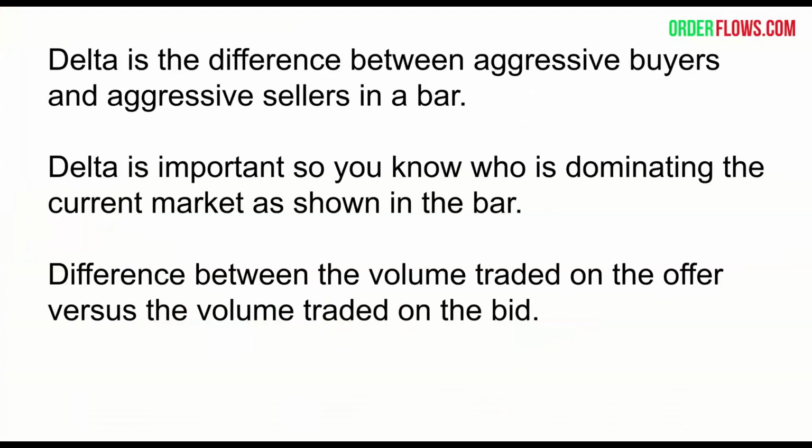So just really quick, what is delta? It's the difference between aggressive buyers and aggressive sellers in a bar. Now, delta is important so you know who's dominating the current market as shown in the bar. Think of it this way: anytime someone buys at the market, that's delta +1. If someone sells at the market, that's delta -1, negative delta. So when you take the difference between the volume traded on the offer versus the volume traded on the bid, you have the delta.